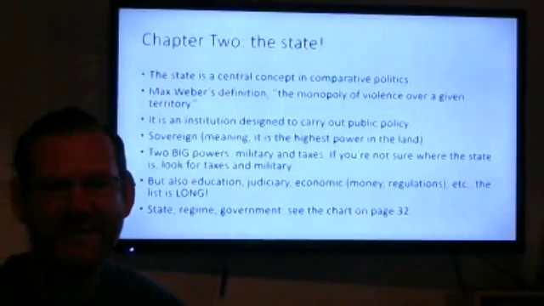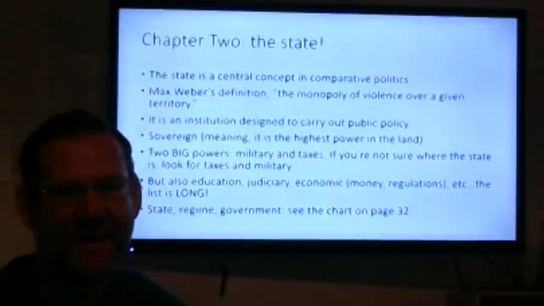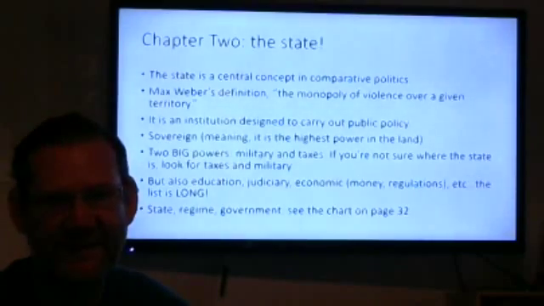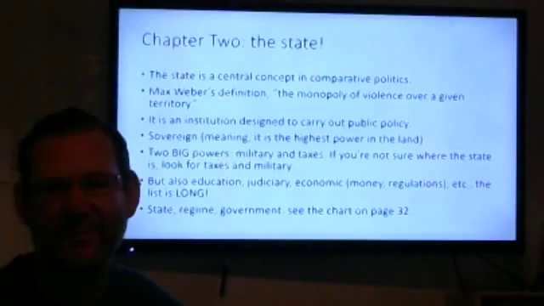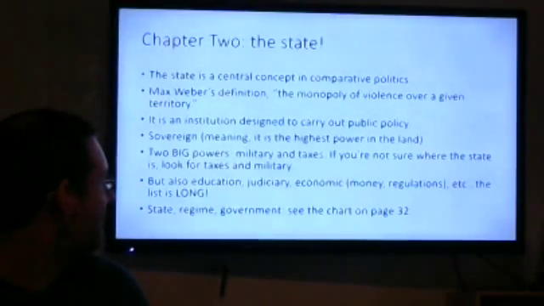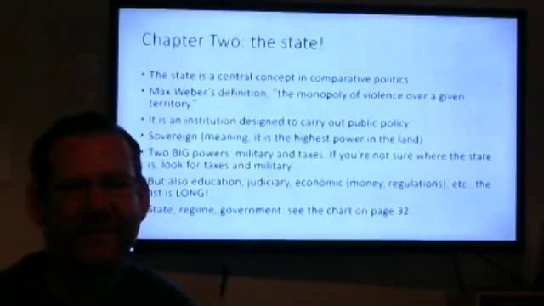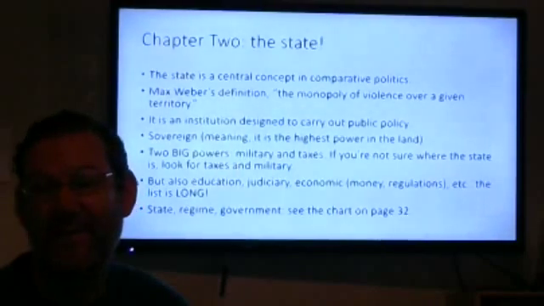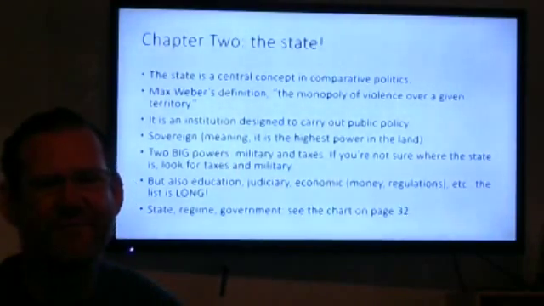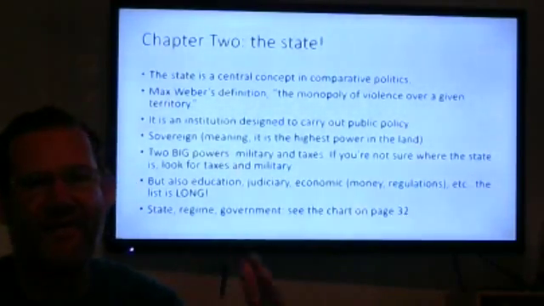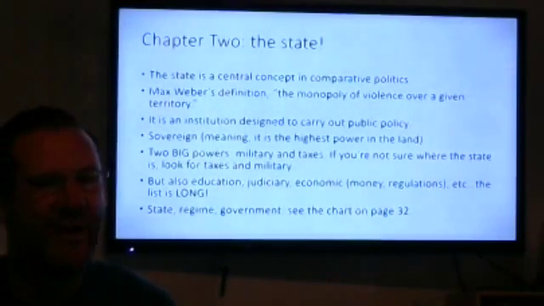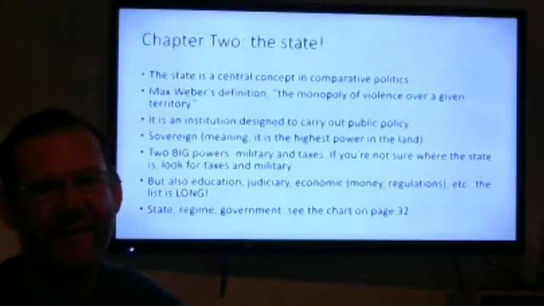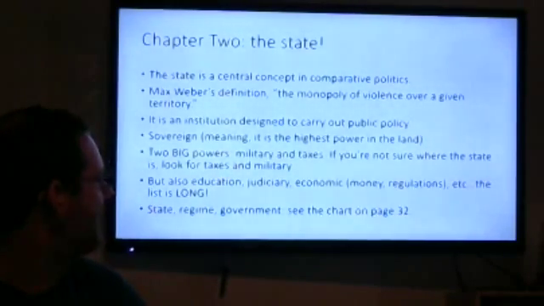Police, military, all of that, it's done by the central organization we call the state, and you're not allowed to use violence except in protection of yourself. The state is also an institution designed to carry out public policy. Public policy is just any rule or regulation that affects sort of everybody. So trade, education, welfare, military, all of these things are matters of public policy.